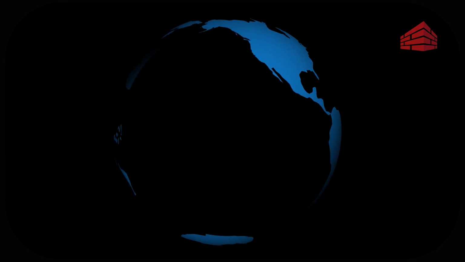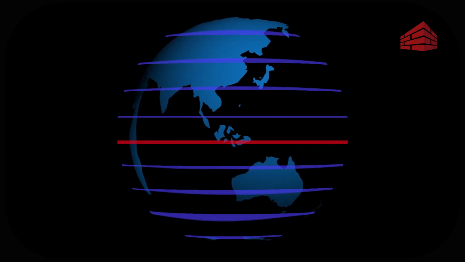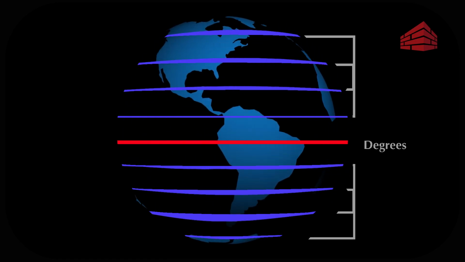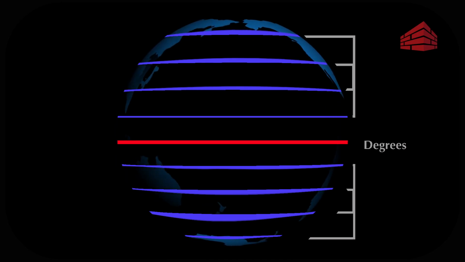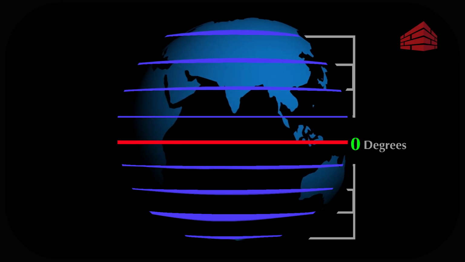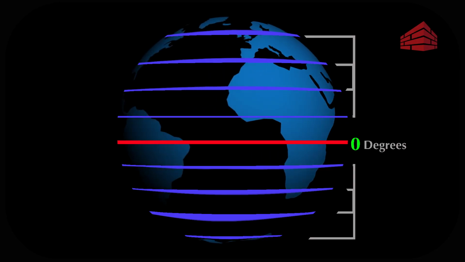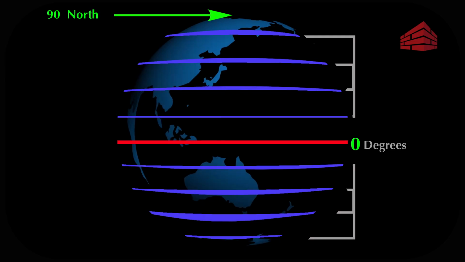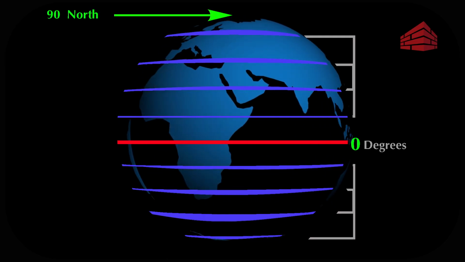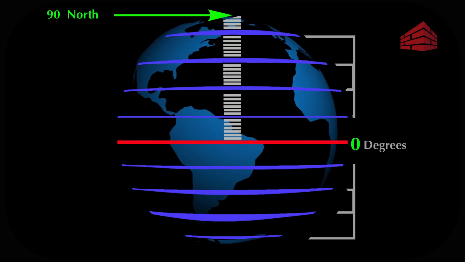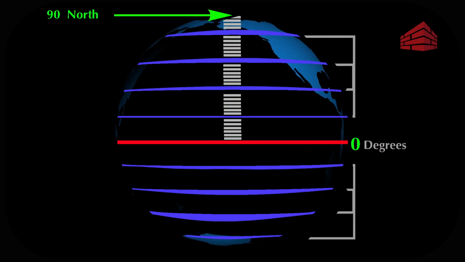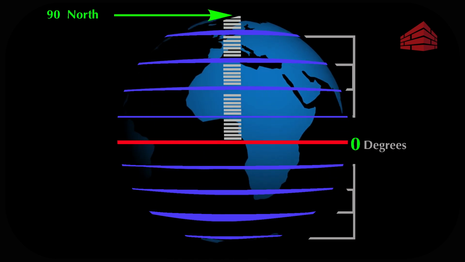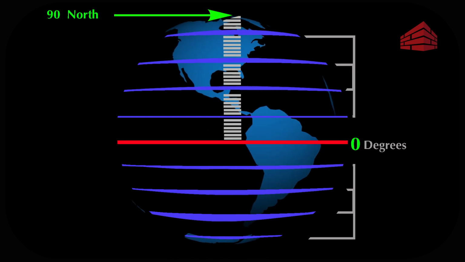Now, the equator is the starting point for the latitude number system. Latitude lines are identified as degrees. So the equator has a latitude of 0 degrees. At the North Pole, the latitude is 90 degrees north. So between the equator, which is 0 degrees, and the North Pole, which is 90 degrees, there are 90 individual degrees of latitude. They are numbered 1 through 90 degrees.